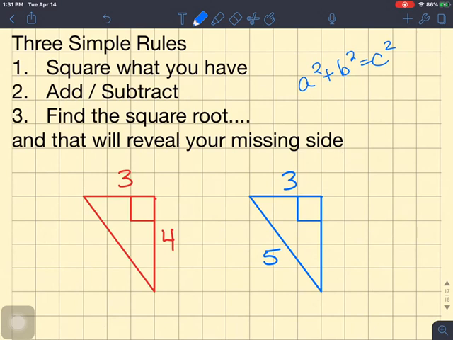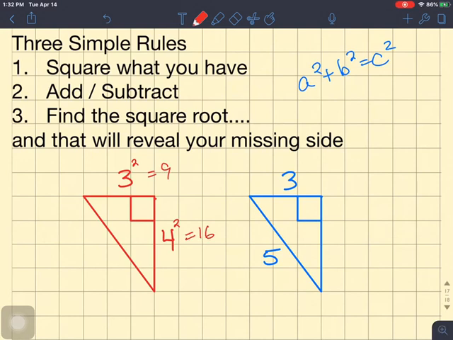So let's dig into it. We're going to follow our rules. Rule number one, I'm going to switch to red here. Square the numbers that you have. So on the red triangle, we have three sides. Two of them are known. One is labeled 3, one is labeled 4, and the hypotenuse, or the longest side, is blank. So we're going to square the two numbers that we have, which means multiply them by themselves. 3 times 3 is 9, and 4 times 4 is 16.